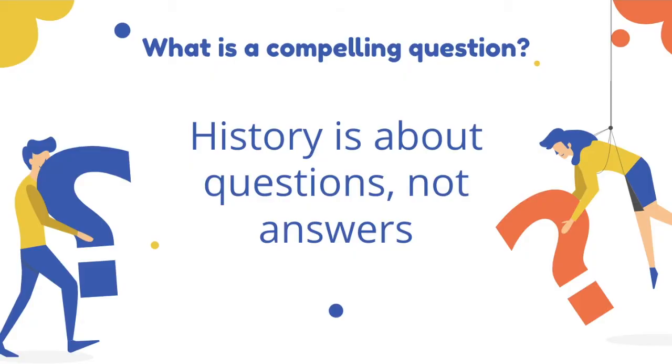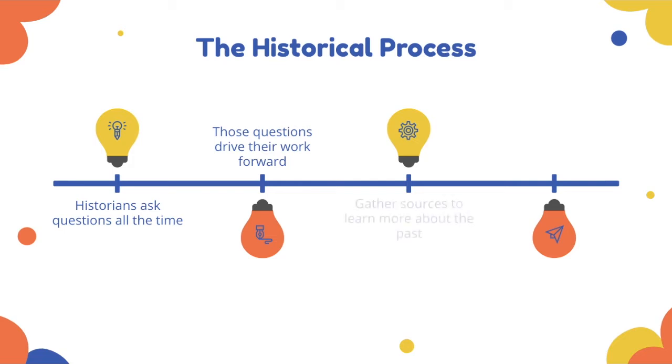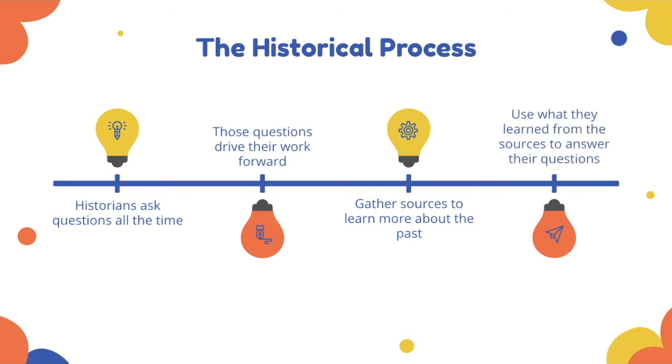To understand what a compelling question is, we must first understand that history is about questions, not answers. The historical process is about asking questions about the past and using those questions to drive our work forward. Historians then use primary and secondary sources to learn more about the past and then use that knowledge to answer their questions. What usually ends up happening is that we have even more questions with the answers we've created and the process begins again.